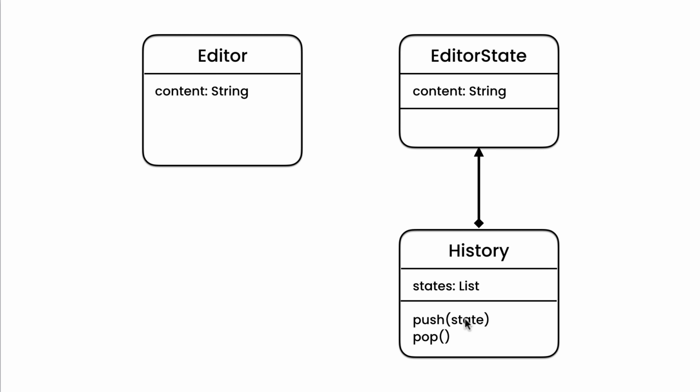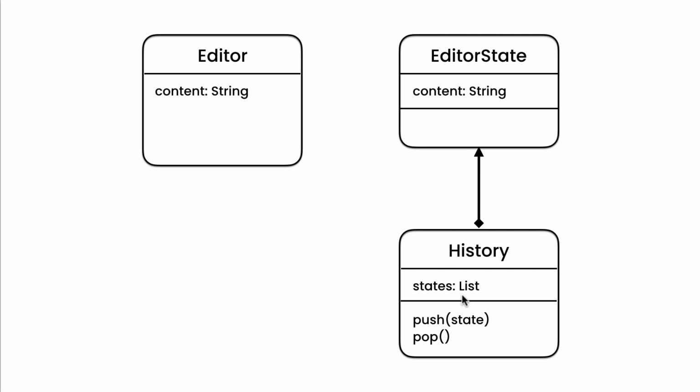We also need two methods, push and pop. With push, we add a new state in the history, and with pop, we remove and return the last state. Now, technically, we could use a stack here instead of a list, but that's implementation detail. Let's not worry about it too much at this stage.